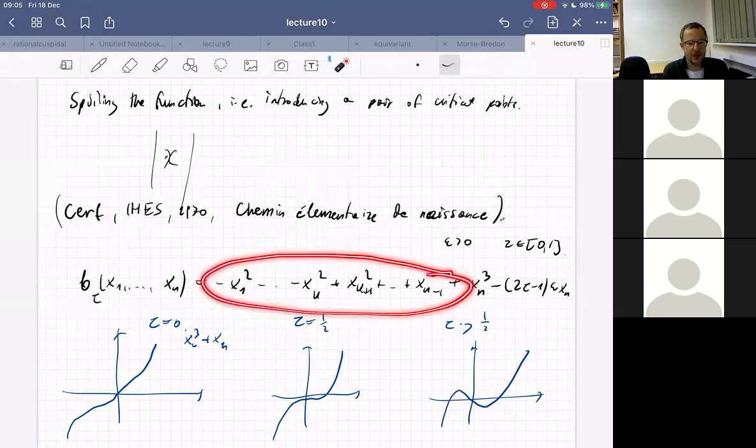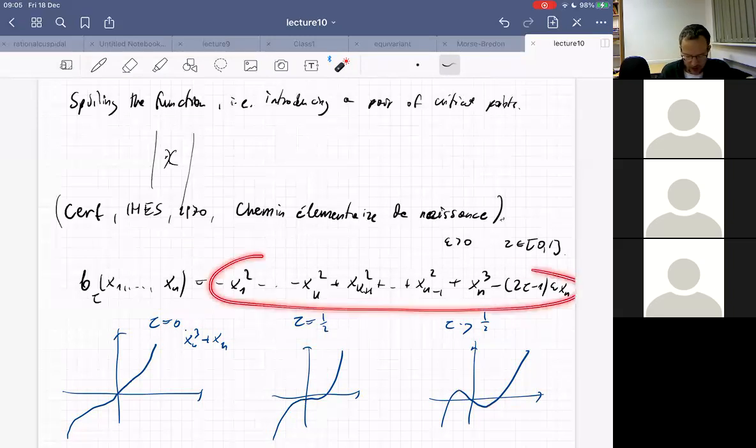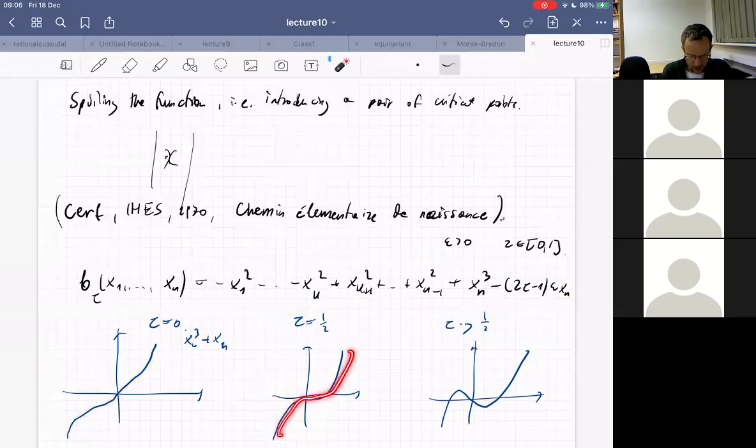Then if you combine it with this part, you get a function that has precisely two critical points, an n-variable function. So you start with something that has no critical points, then you have a non-Morse critical point over here, and then you have two critical points.